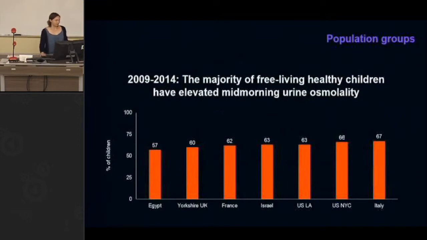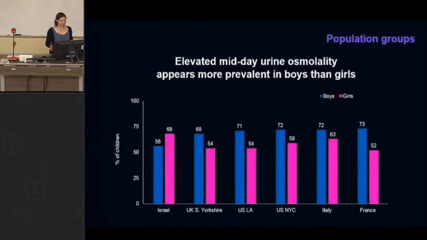So in this period, 2009 to 2014, there were a series of studies done that were inspired by the data from Israel. We all collected urine without telling the kids anything. Just do what you want. These studies in Egypt, UK, France, and Italy were done, and we get the same for kids, but 60% appear to have a urine osmolality of 800. And there's a little bit of a range between 57 and 67. In these cases, we do see a difference.